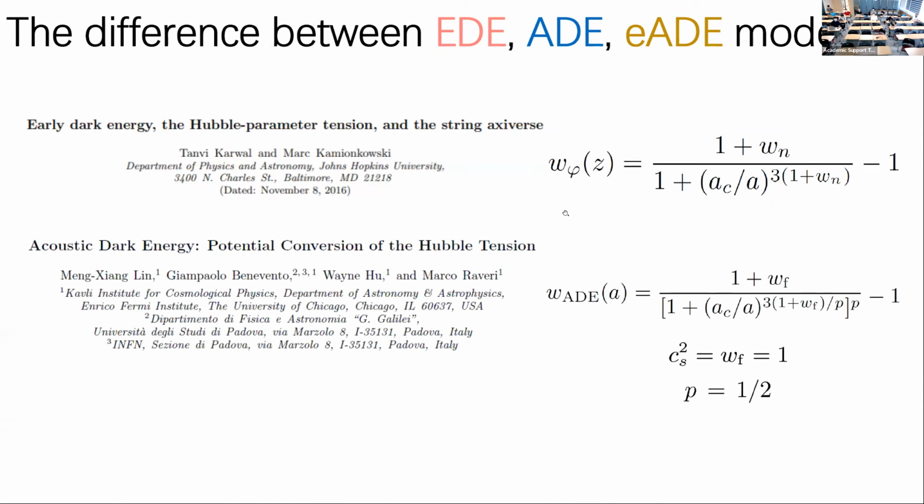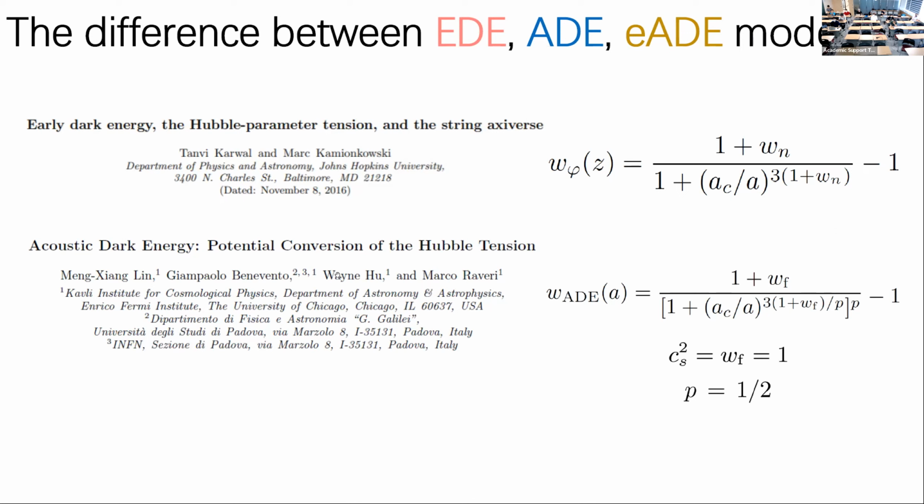But the early dark energy, the first model, also has a problem. It will change the CMB damping scale and acoustic oscillation.